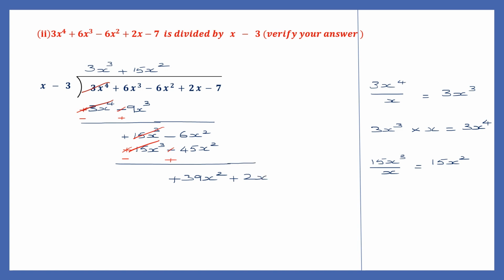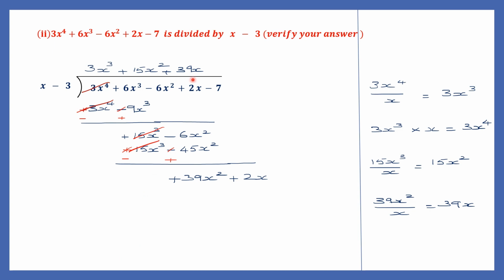So again, we take the first term of the dividend divided by the first term of the divisor. So we have 39x square divided by x. The number is 39. x square divided by x is x itself, 2 minus 1. So write that in your quotient. So that is plus 39x.